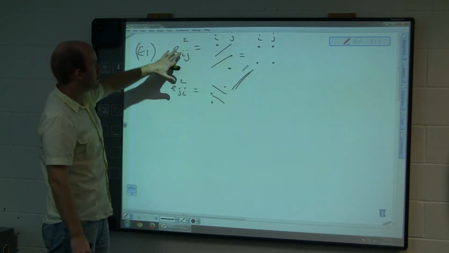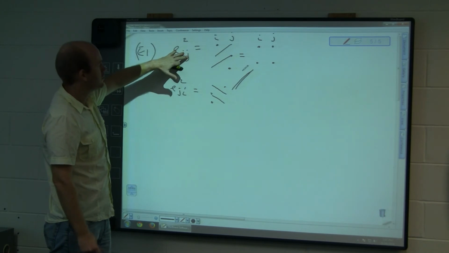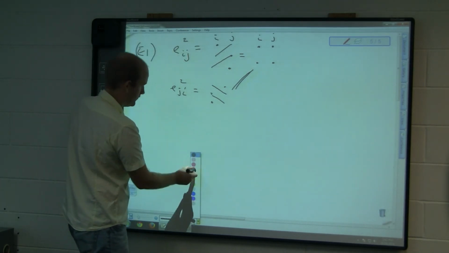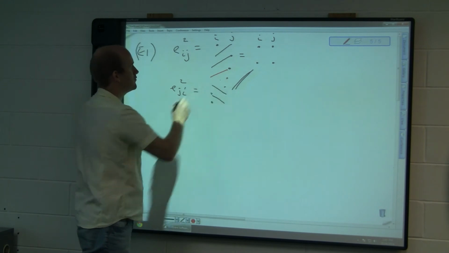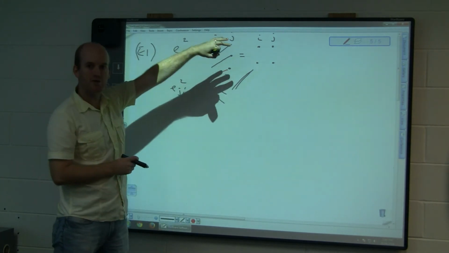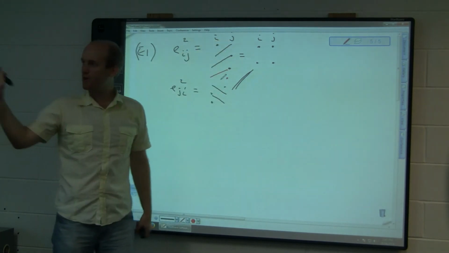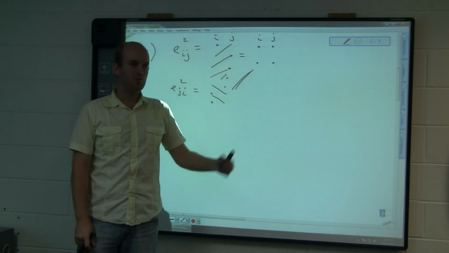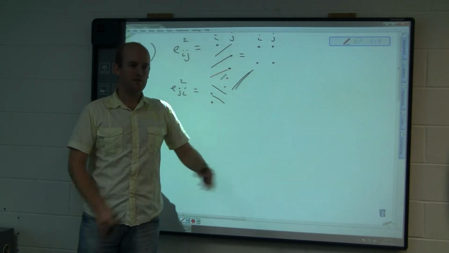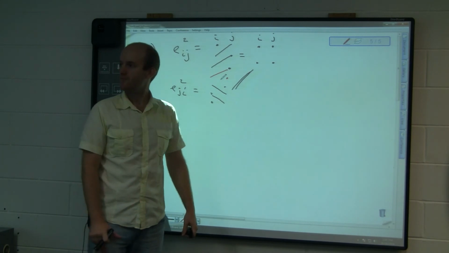If I did E_ij cubed, then, well, it doesn't matter how many extra of these you stick down at the bottom, it's still going to be the same thing. All right? So the first relation just tells us that basically you do one of these things at least twice and it just sort of kills everything.